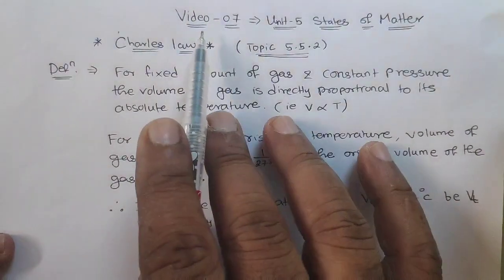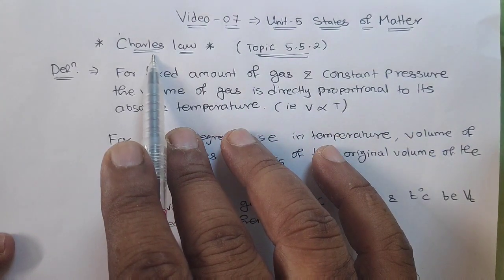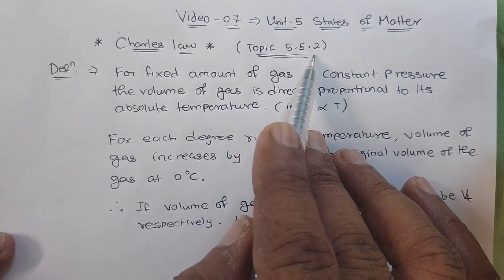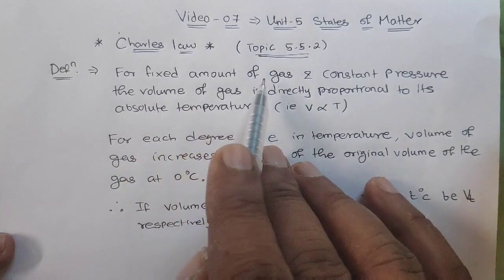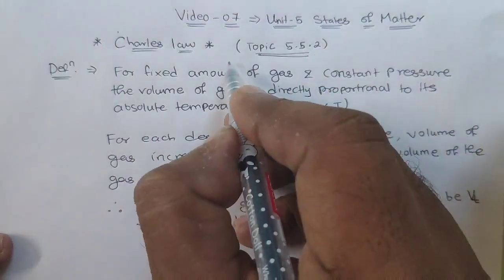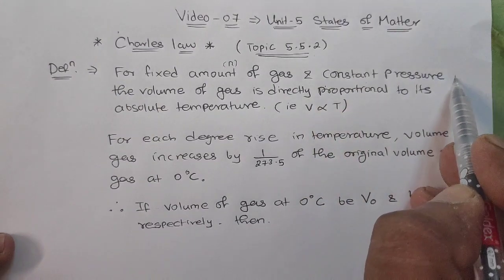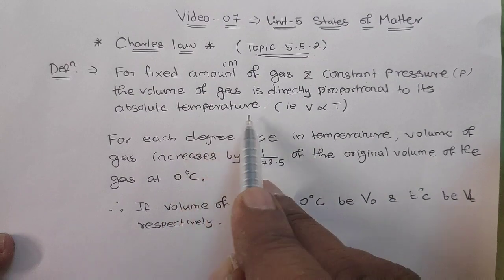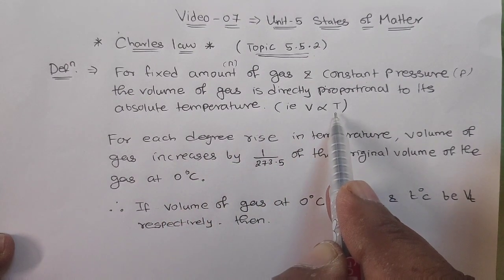Now today in video 7, unit 5 states of matter, we are going to discuss Charles law, topic 5.5.2 from your textbook. Now the definition of Charles law: for a fixed amount of gas, that is for n number of moles, and constant pressure P, the volume of gas is directly proportional to its absolute temperature, that is, you can say V is directly proportional to T.